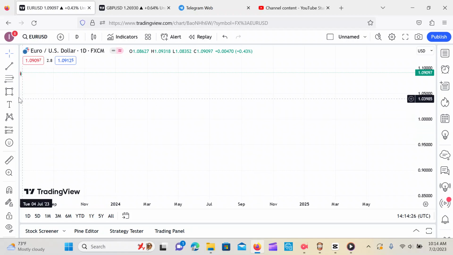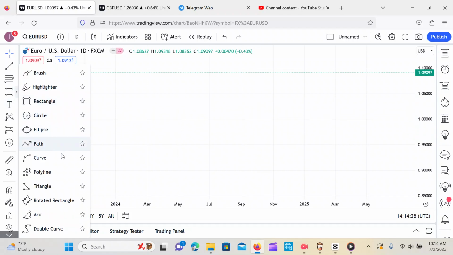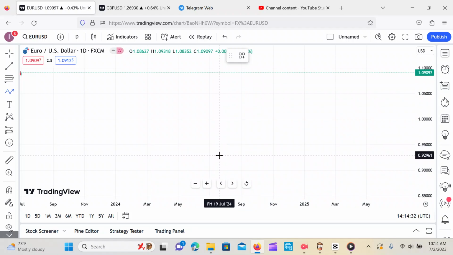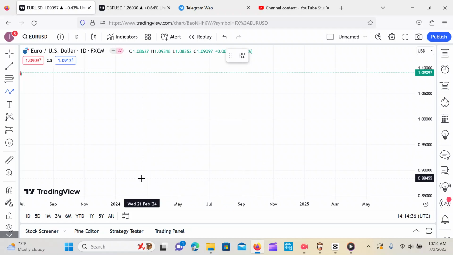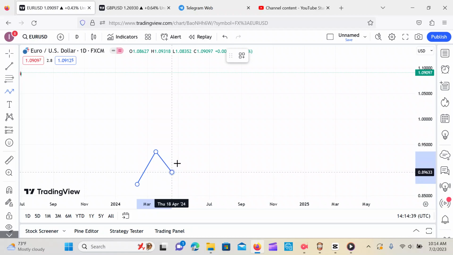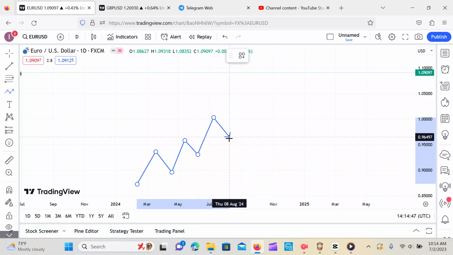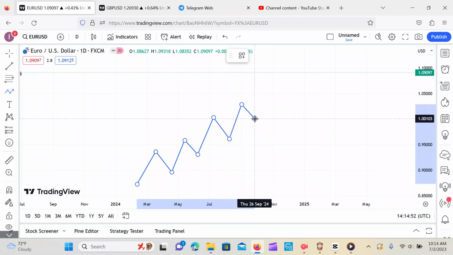So let me illustrate it, and then we'll start. After this illustration, we'll go to the main chart and see what we have there. Let's assume in an upward direction, we're having a series of higher highs, lower high, higher highs, lower high, and so on and so forth.